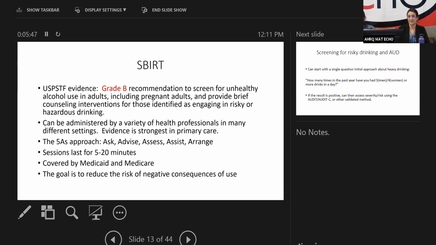The sessions can be very brief and can last anywhere from 5 to 20 minutes. Because it has a grade B recommendation, it is covered by Medicaid and Medicare. And the goal is to reduce the risk of negative consequences of use, which may sound familiar. That's also the goal of harm reduction, right, is to reduce the negative consequence of one's use. So not necessarily abstinence, but that may also be someone's personal goal.